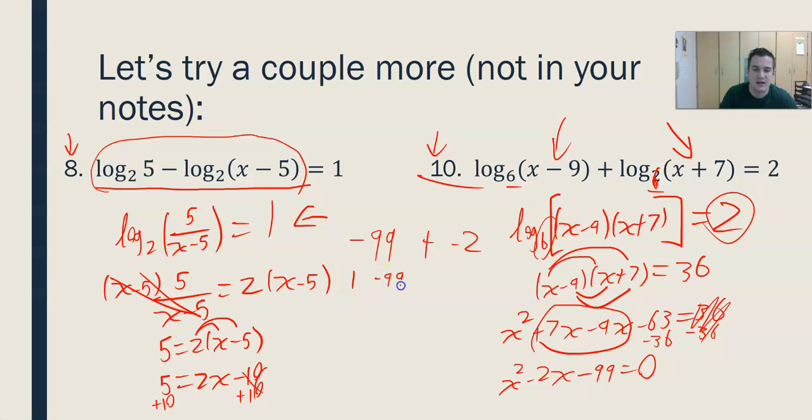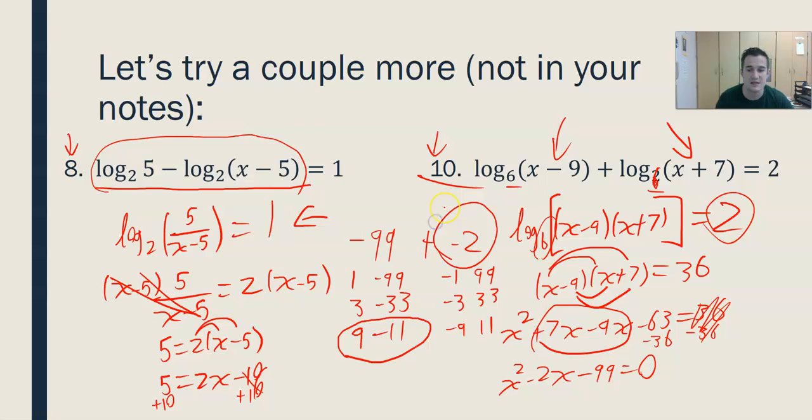1 and negative 99, 3 and negative 33, 9 and negative 11. I think there might be one or no, I think that's it. Negative 1 and 99, negative 3 and 33, negative 9 and positive 11. Notice right here, 9 plus negative 11, or 9 minus 11, is negative 2. So let's set this up. If you need to factor, we're going to use factoring by grouping, so I'm going to set this up as x squared minus 11x plus 9x minus 99.